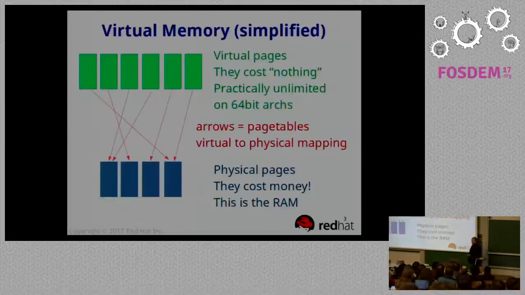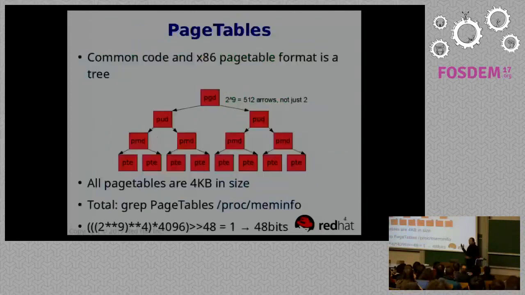So first of all, what is virtual memory? Virtual memory are pages which effectively cost nothing. That's where your program is running, and it's practically unlimited on 64-bit architectures. The red arrows you see in the middle are the page tables. When you allocate memory, you allocate virtual memory, and then Linux will decide where to put this memory, and you don't actually know. The memory at the bottom instead is physical pages.